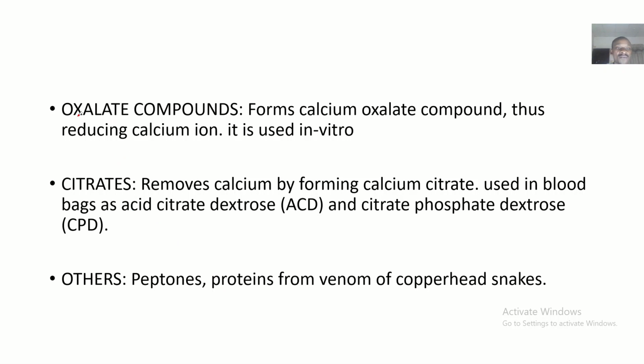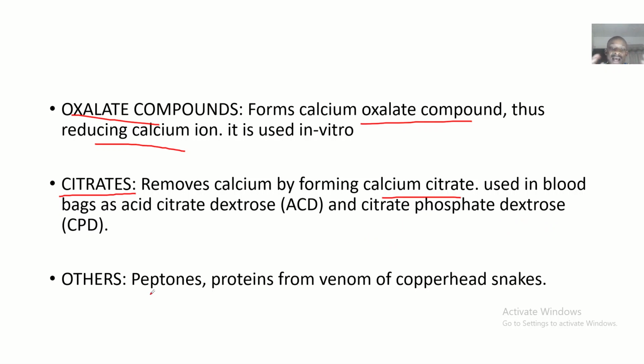Next we have oxalate compounds. These oxalate compounds form calcium oxalates, and when they form calcium oxalates, that means they are removing calcium. If they are removing calcium, they are reducing the calcium ion, thereby preventing or delaying blood clotting. Then next we have citrates. These citrates also act the same way. They form calcium citrate, thereby reducing or removing calcium. So they will prevent or delay coagulation too.